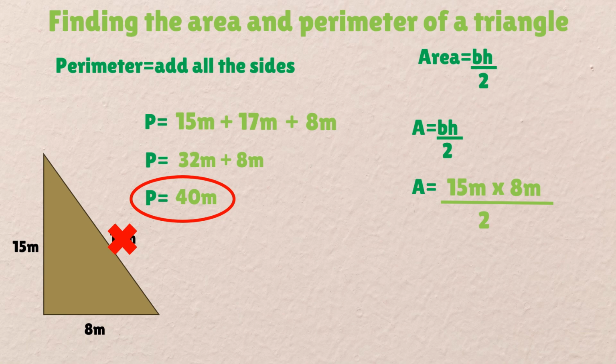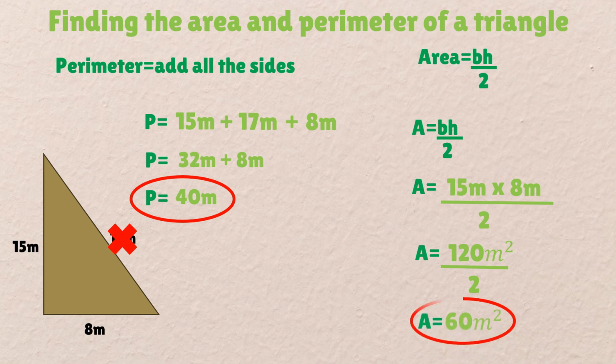So let's plug in 8 meters for the base times 15 meters for the height divided by 2. Now we can work through this, so let's start with 8 times 15. That gives us 120. So we have 120 divided by 2. 120 divided by 2 gives us a final area of 60 square meters. So for the right triangle, we have a perimeter of 40 meters and an area of 60 square meters.